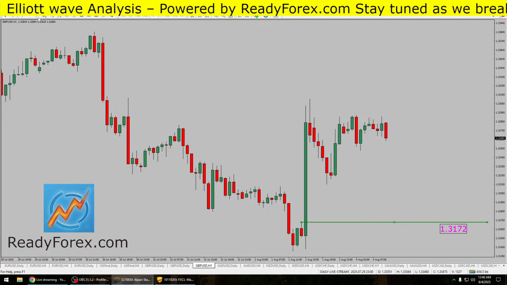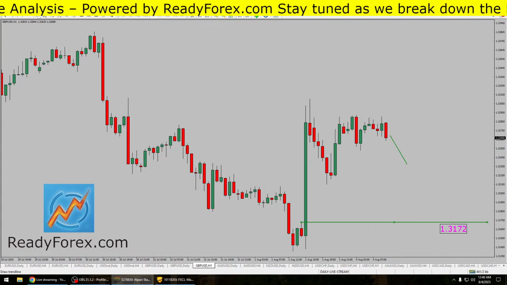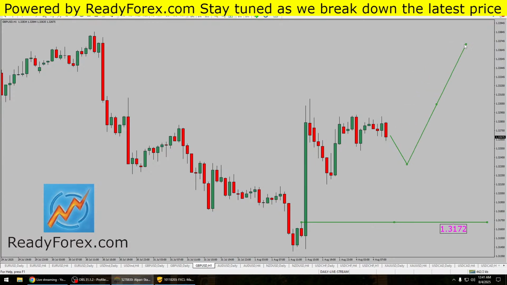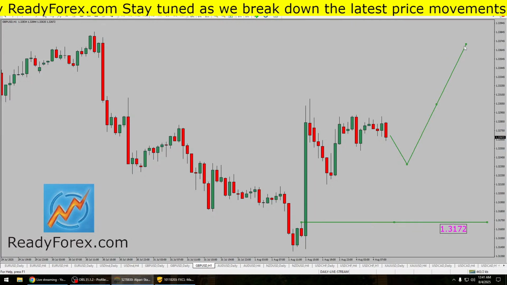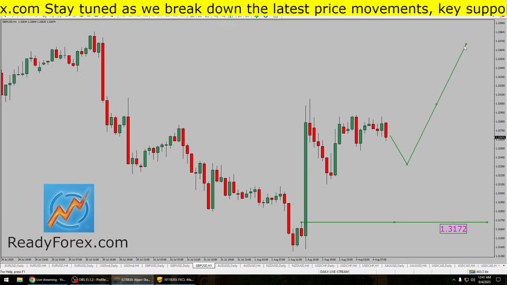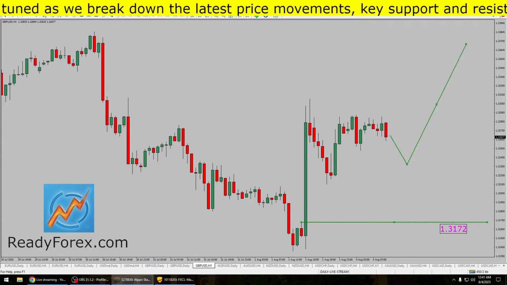Now these things usually go sideways, something like this, and then expect more upside. In other words, expect one more bullish leg in GBP USD currency pair. So pound dollar is most likely going to provide us one more drive to the upside.